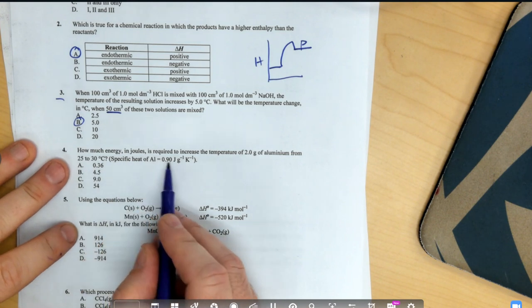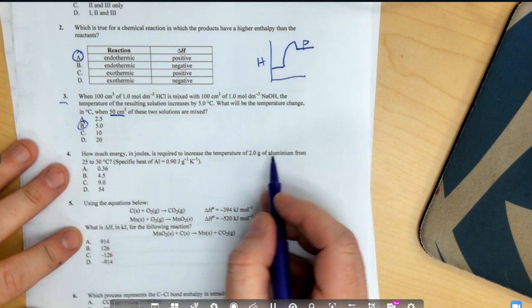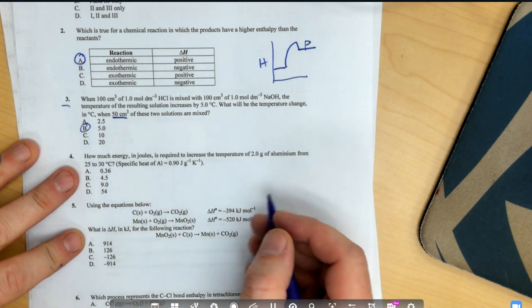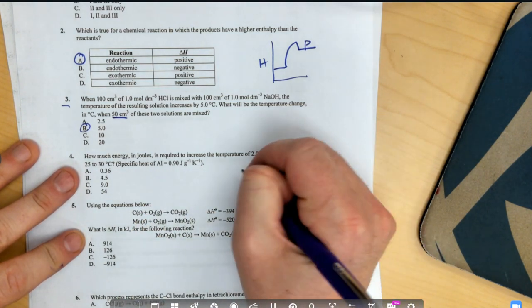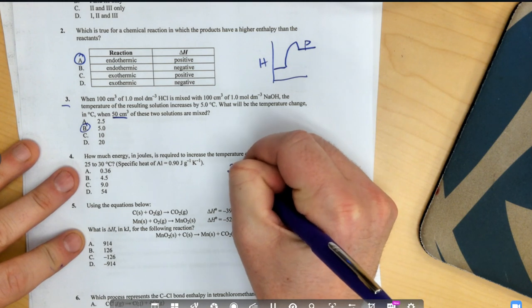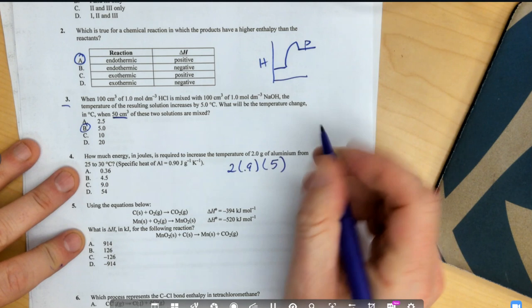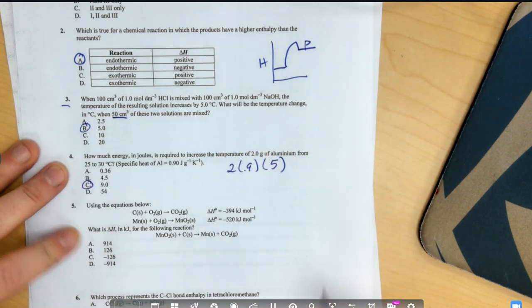How much energy in joules is required to increase the temperature of 2 grams of aluminum from 25 to 30? The specific heat is 0.9. So this is just plug, chug, and solve. Mass is 2. Specific heat is 0.9. Temperature change was 5 degrees, so 10 times 0.9 is 9.